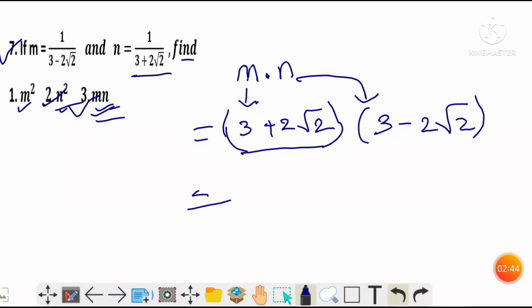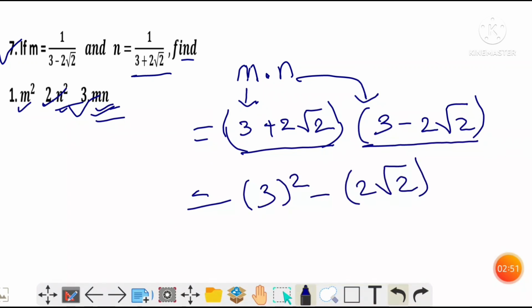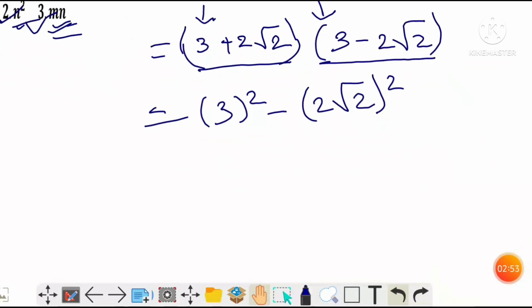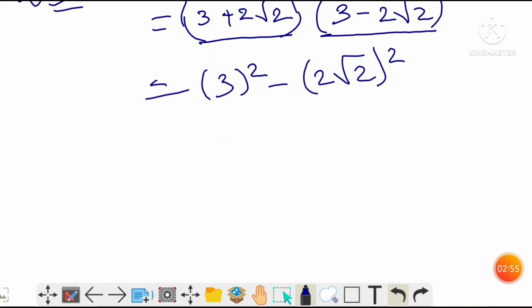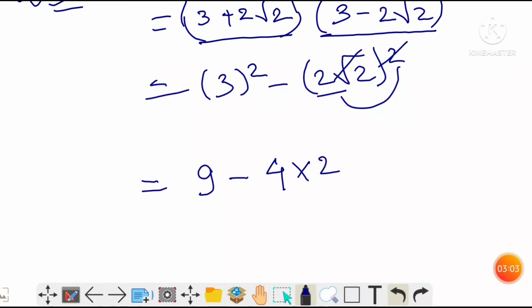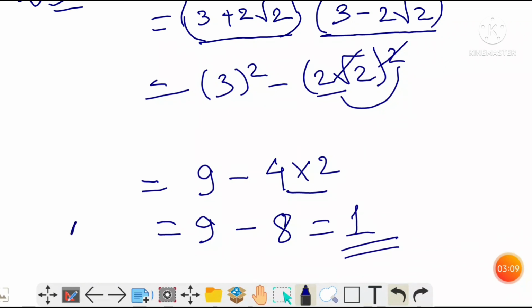Now we have to apply the formula a plus b into a minus b, that is a square minus b square. We'll have 3 square equals 9 minus 2 square is 4 and root 2 square is 2, 4 into 2. So 9 minus 4 2s are 8. 9 minus 8 is 1. So the value of m into n is 1.